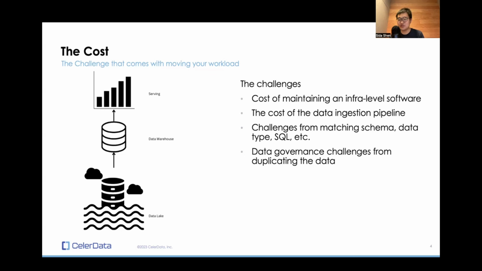Also, you have to consider the challenge of designing a whole new set of schemas and indexes, and also matching the data types and SQL between your data warehouse and data lake layer. And that's not something we want to do.